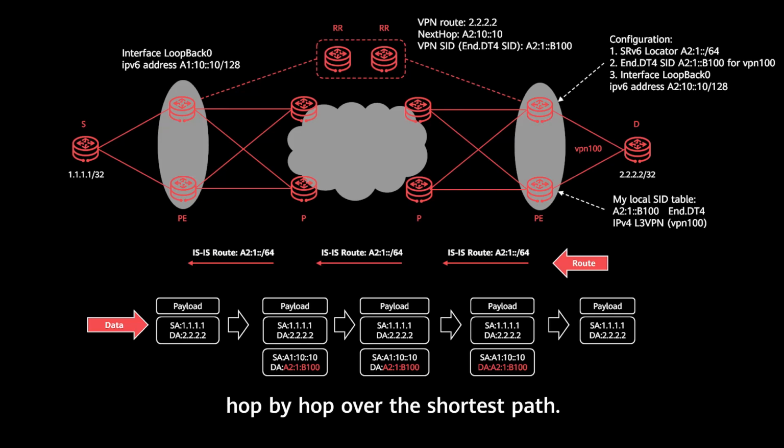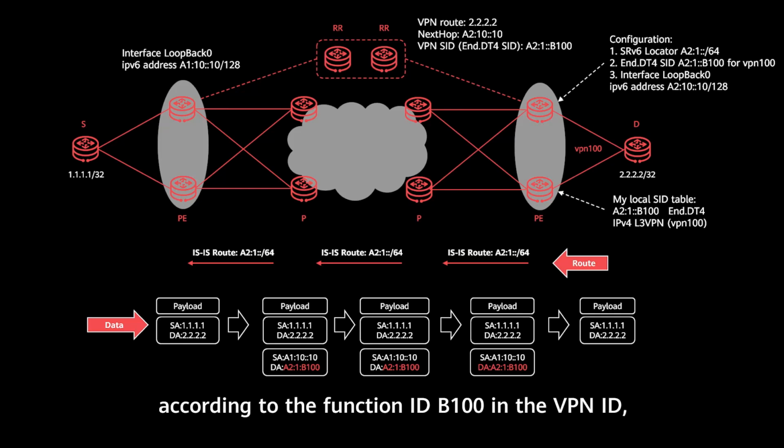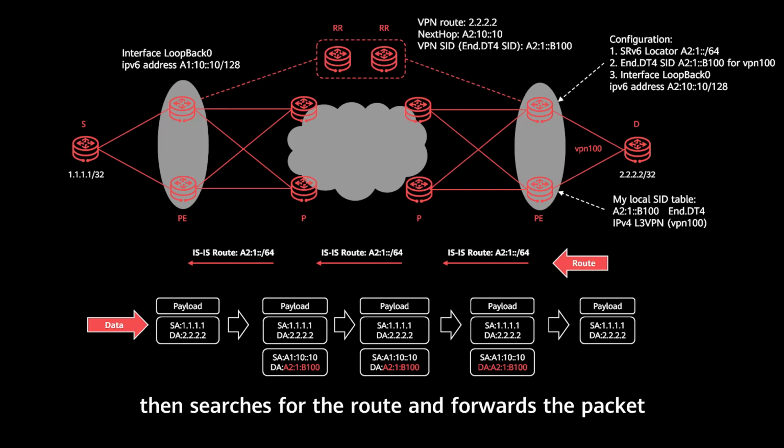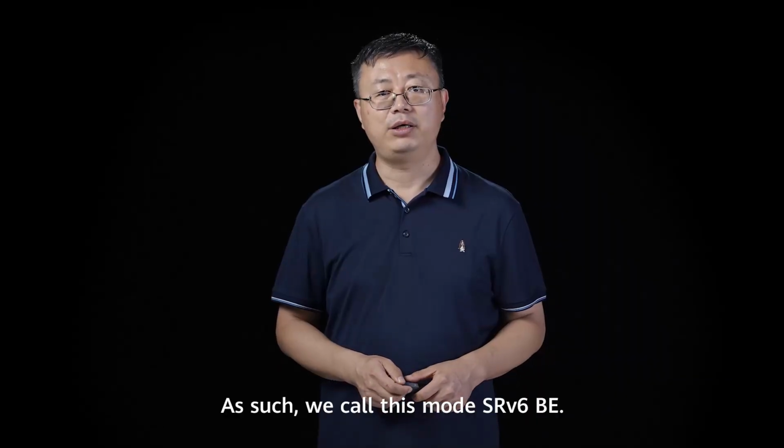and then forward the packet to the egress PE hop by hop over the shortest path. After receiving the packet, the egress PE gets the corresponding VPN route table according to the function ID B100 in the VPN ID, then searches for the route and forwards the packet to the corresponding CE. In this process, the packet traverses the entire SRv6 domain through only IPv6 route-based forwarding. As such, we call this mode SRv6 BE.